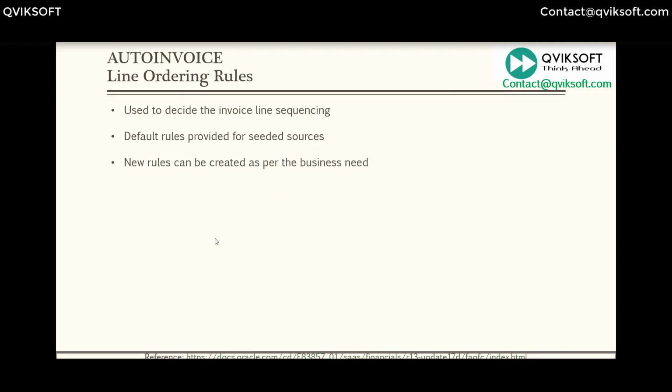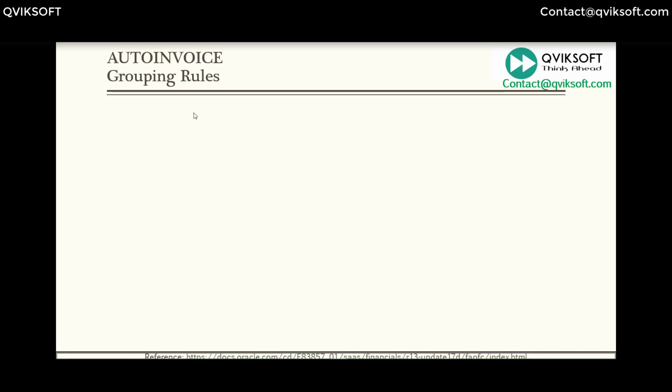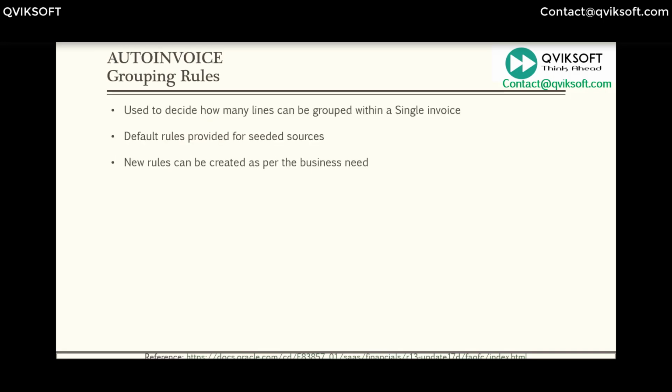So you understood what the line ordering rule is, which is basically used for invoice line sequencing. You can decide as per your business need, and then use the default if required, or you can change it as per your need. Okay, so we are done with line transaction flexfield and line ordering rule. The last one, and a very important one, is grouping rules. This is basically used to decide how many invoice lines are to be grouped into a single invoice.